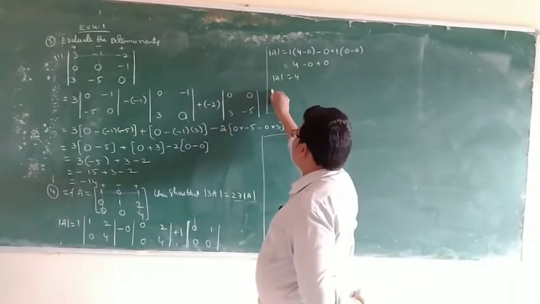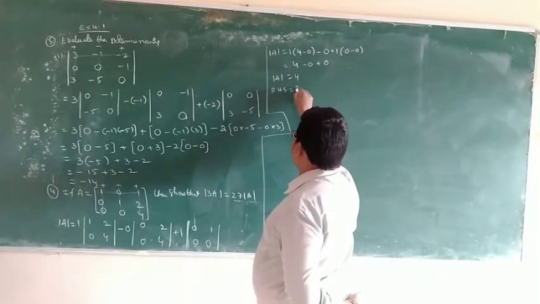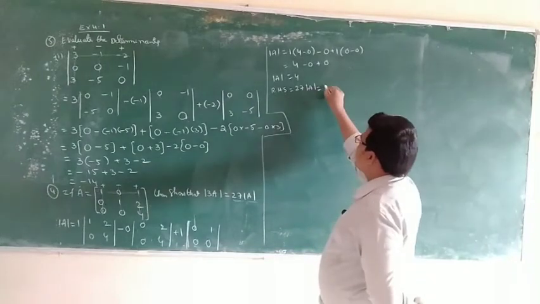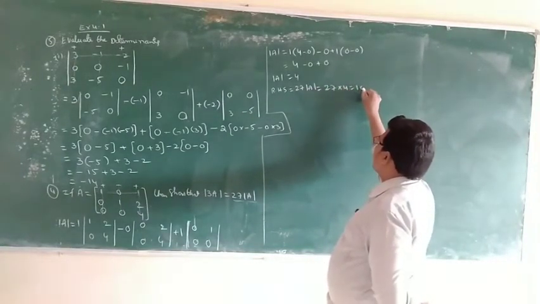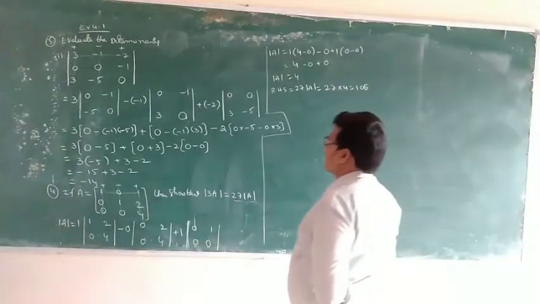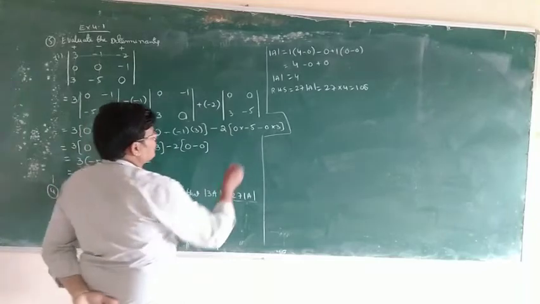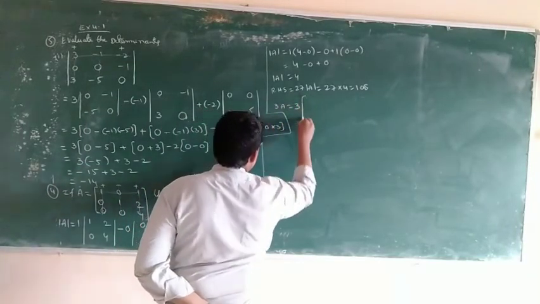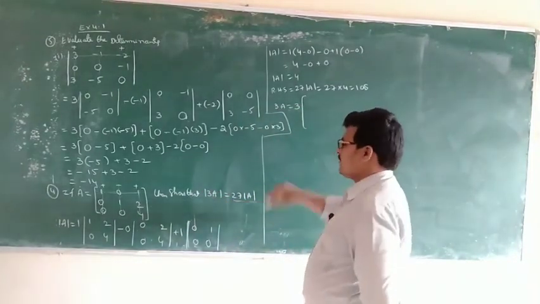So what is the RHS? RHS is equal to 27 into det A. 27 into det A is equal to 27 into 4, which is 108. Okay, next, the LHS. What is the LHS? First 3 into A, so 3 into matrix A. First we have to find 3A.